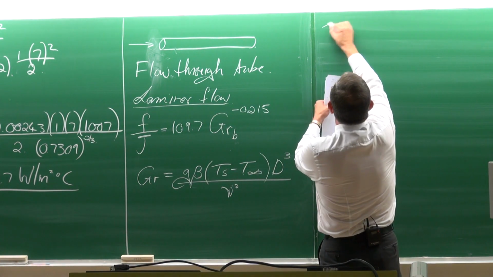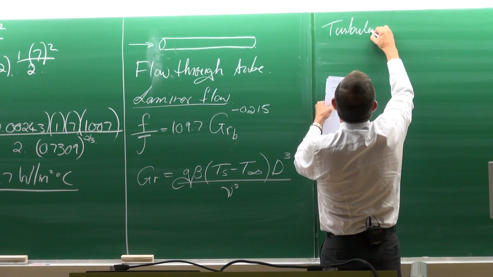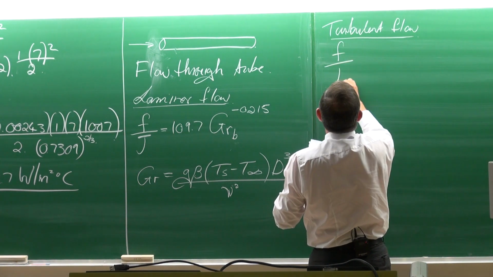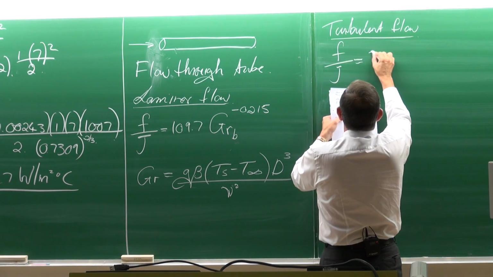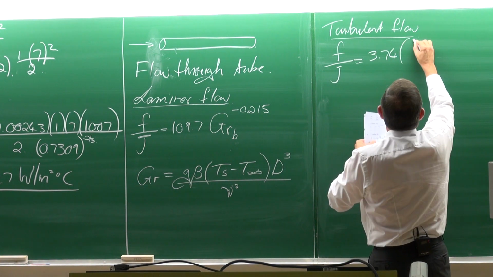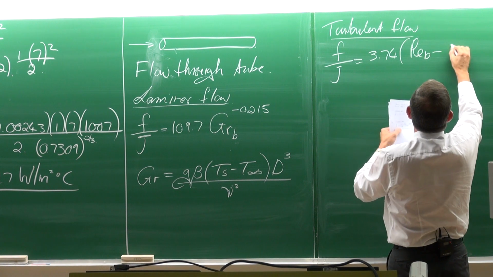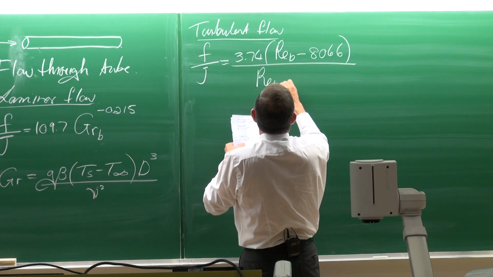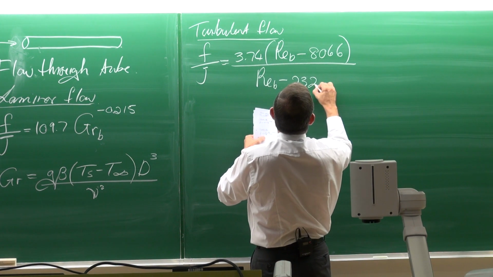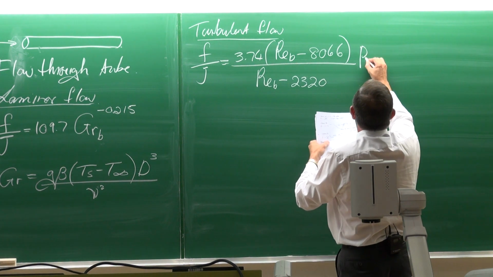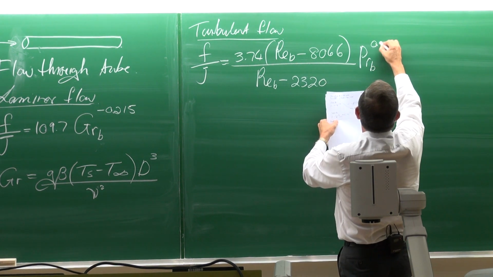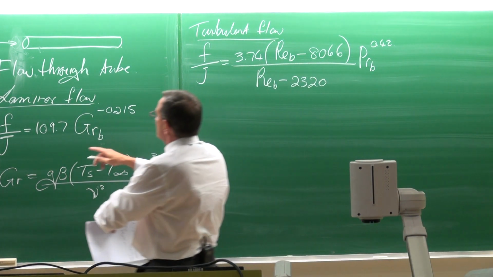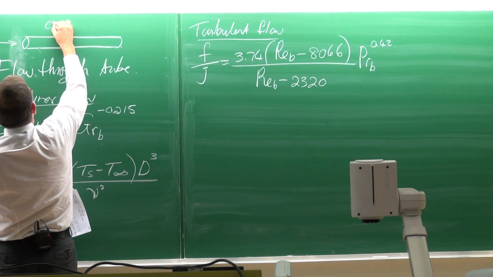Okay, so that's for laminar flow, and for turbulent flow, it is F divided by J is equal to 3.74 multiplied by the Reynolds number based on bulk minus 8077, divided by the Reynolds bulk minus 2320, multiplied by Prandtl bulk to the 0.42. And these equations would be valid for a constant heat flux.